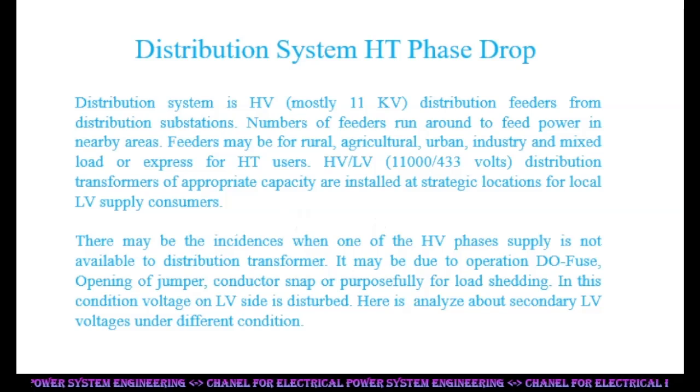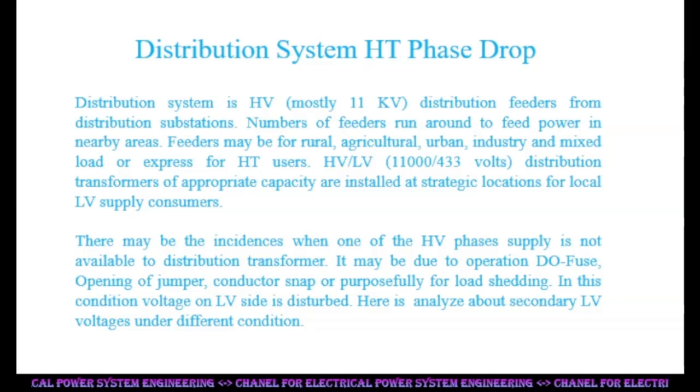Distribution system is HV, mostly 11 kV, distribution feeders from distribution substations. Numbers of feeders run around to feed power in nearby areas. Feeders may be for rural, agricultural, urban, industry and mixed load or express for HT users.